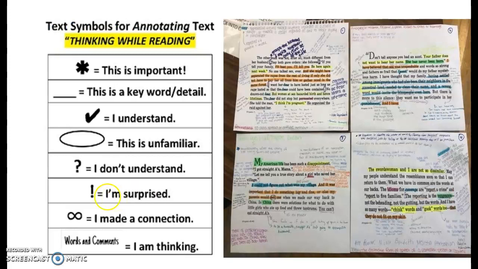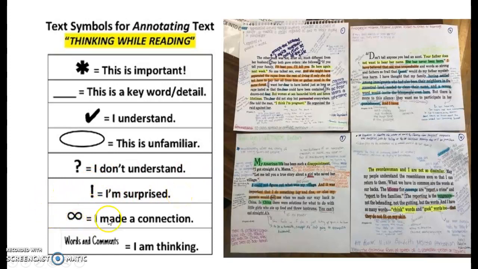The type of symbols that we use are those ones. We use this for identifying something that is really important, to underline a keyword or details. We use this when you are reading a specific line and you understand it really well. This other symbol is for something that is unfamiliar to you. Question mark for things that you don't understand. This exclamation mark is to say that you are surprised by something that you found in the text.